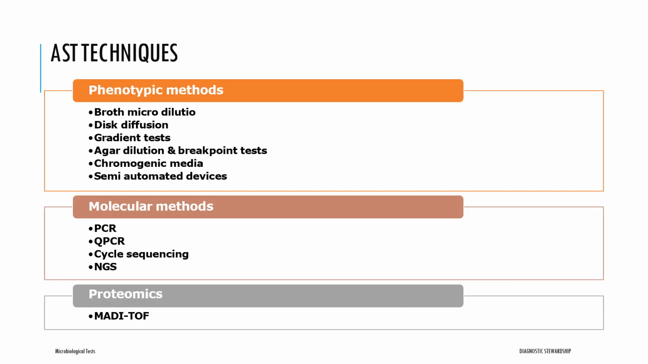What are the phenotypic methods available in sensitivity testing? One is broth microdilution, disc diffusion, gradient testing, agar dilution, chromogenic media, and semi-automated devices. The molecular methods include PCR, cycle sequencing, and NGS. The protein methods include a multitude of techniques.